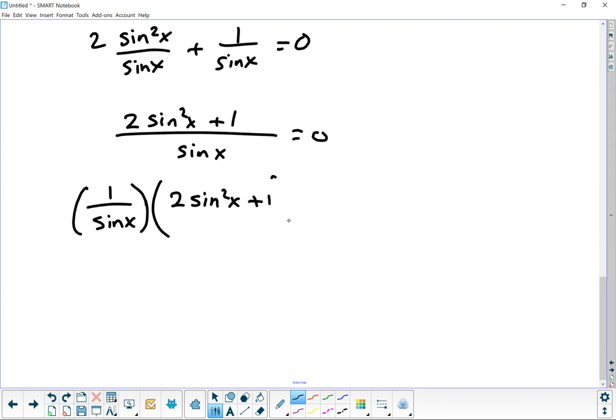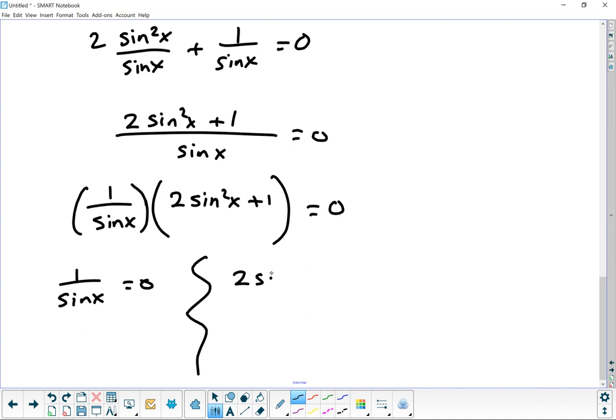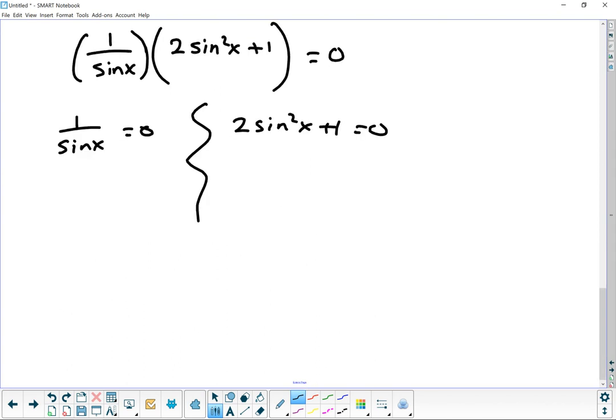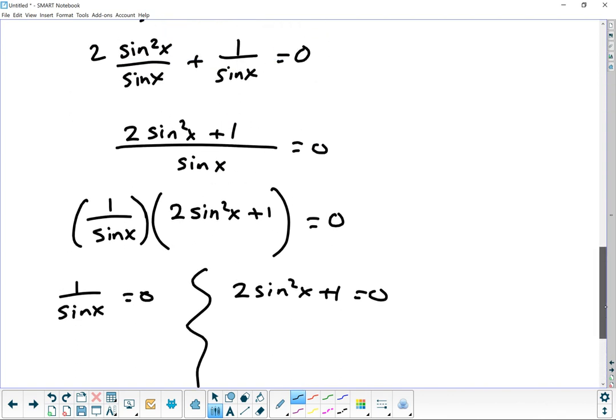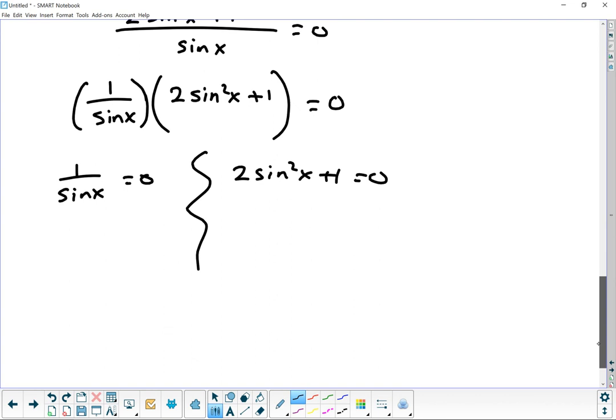Plus 1 equals 0, and we have written a factor. So we can write it as 1 over sine of x equals 0, and 2 sine squared x plus 1 equals 0. This one was actually pretty nifty. It's a low blow. I mean, you had to really think about it, and you can see I was a little stumped here and there.